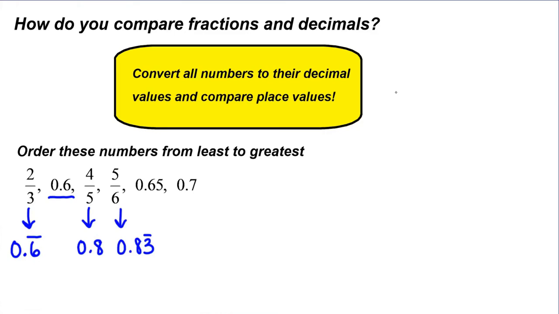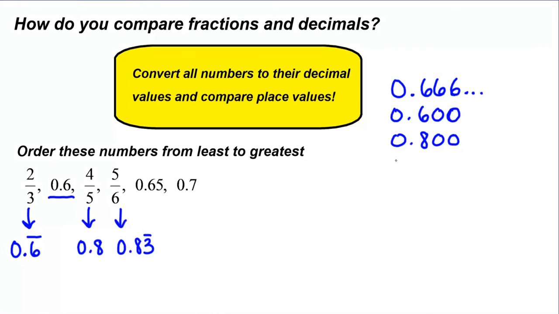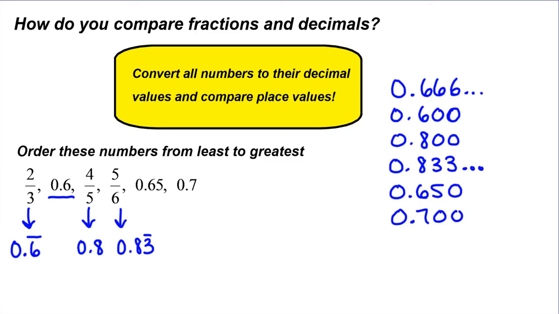So now I'm going to write these. 0.6 repeating, I'm just going to write a few digits of that out. 0.6, that's like 0.600. 4/5 was 0.8 or 0.800. 5/6 is 0.83 repeating. That continues on. 0.65 or 0.650, and 0.7 or 0.700. So now these are all written in decimal form, so now I can compare their place values.